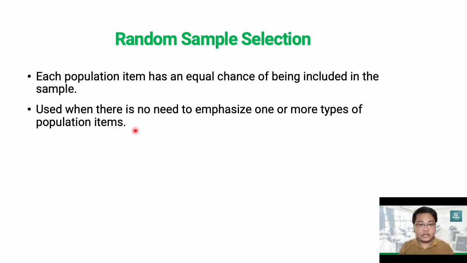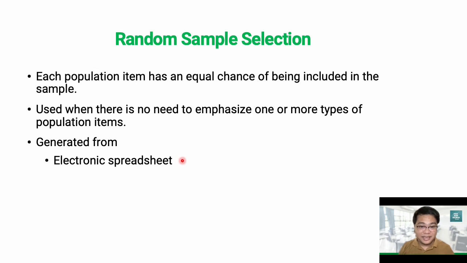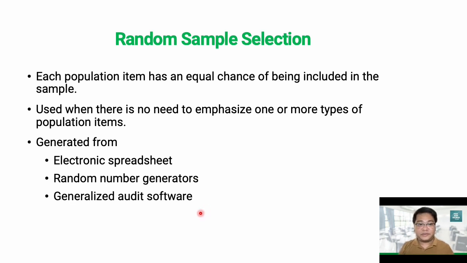This random sample can be generated in different ways. We can use an electronic spreadsheet like Excel or Google Sheets, or a random number generator, which is software that generates random numbers, or use generalized audit software, which has an inherent capability of generating random numbers for testing purposes. We cannot use random sample selection if the population items are not arranged consecutively, because it will be difficult to locate the specific item from the population. That is a disadvantage.